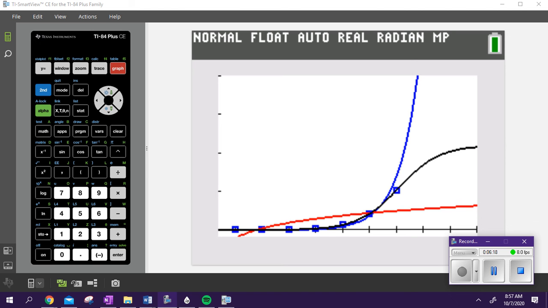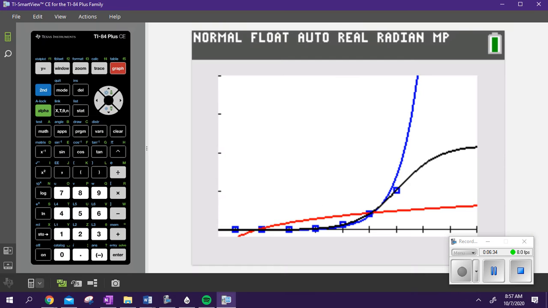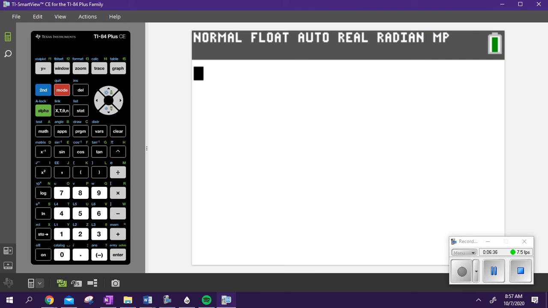Okay. So we're coming up with a good answer. That's what today's all about: understanding the data, what's happening here, and what it would look like if I continued on with this data. So we created our model. It says use your model to predict how long it would take to complete it if there were 8 disks. If you did it right, at this point it'd be really easy. We chose the first model, so the easiest way to do that would be alpha, F4.